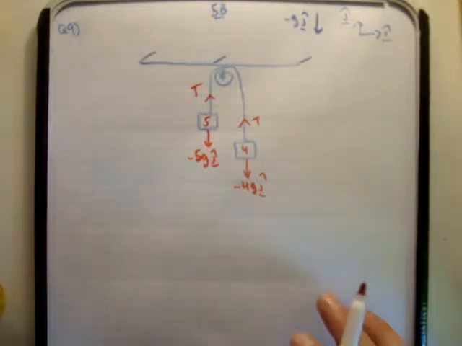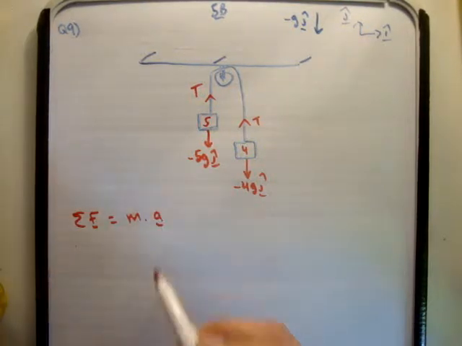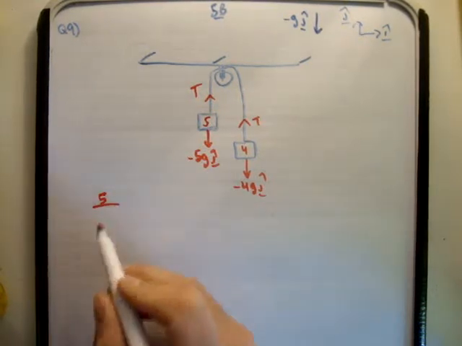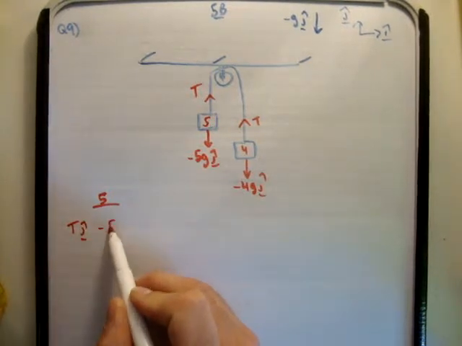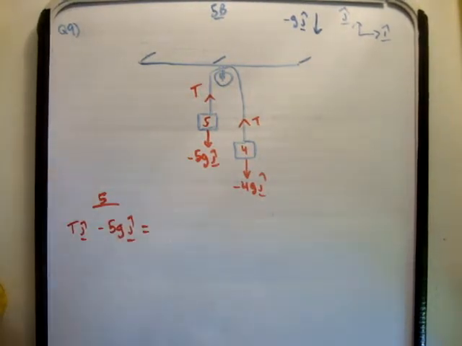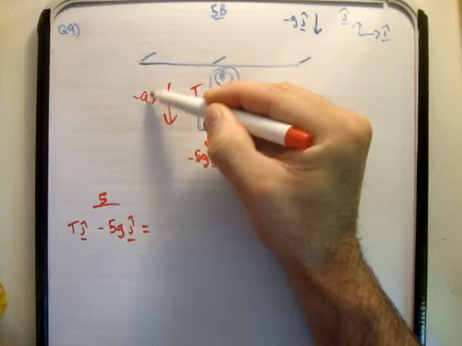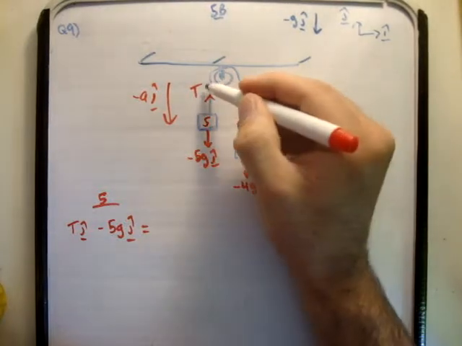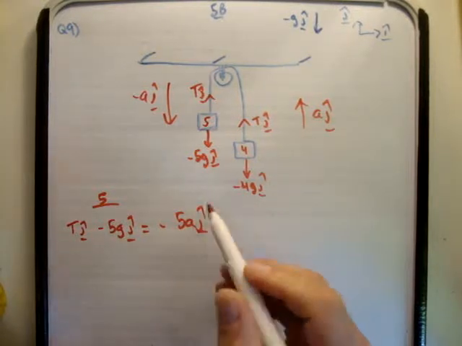So let's apply Newton's second law. Newton's second law said that the sum of the forces on an object is equal to the mass of the object times its acceleration. So that's a pretty straightforward formula, or its application is anyway. So let's go for the object with the 5 kilos. The sum of the forces is going to be T j hat minus 5g j hat is equal to, now what direction are we going to give our acceleration? It actually doesn't matter, but I'm going to call it this way. So this is going to be negative a j hat, and this is going to be positive a j hat. And that's going to be equal to negative 5a j hat.